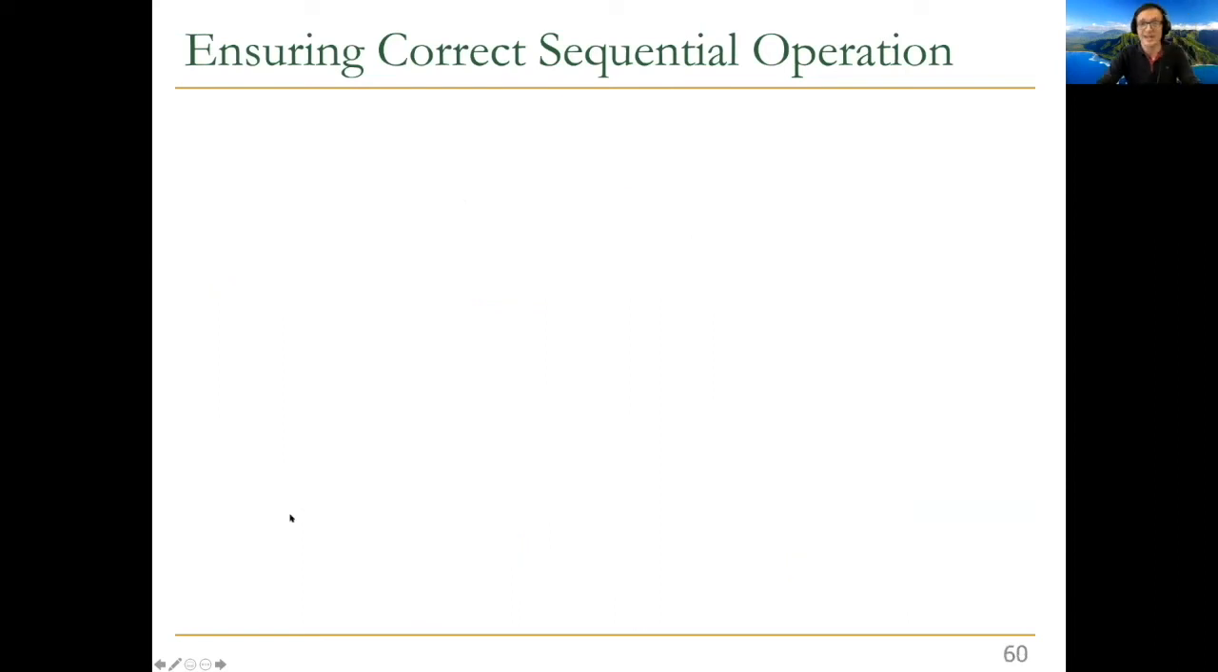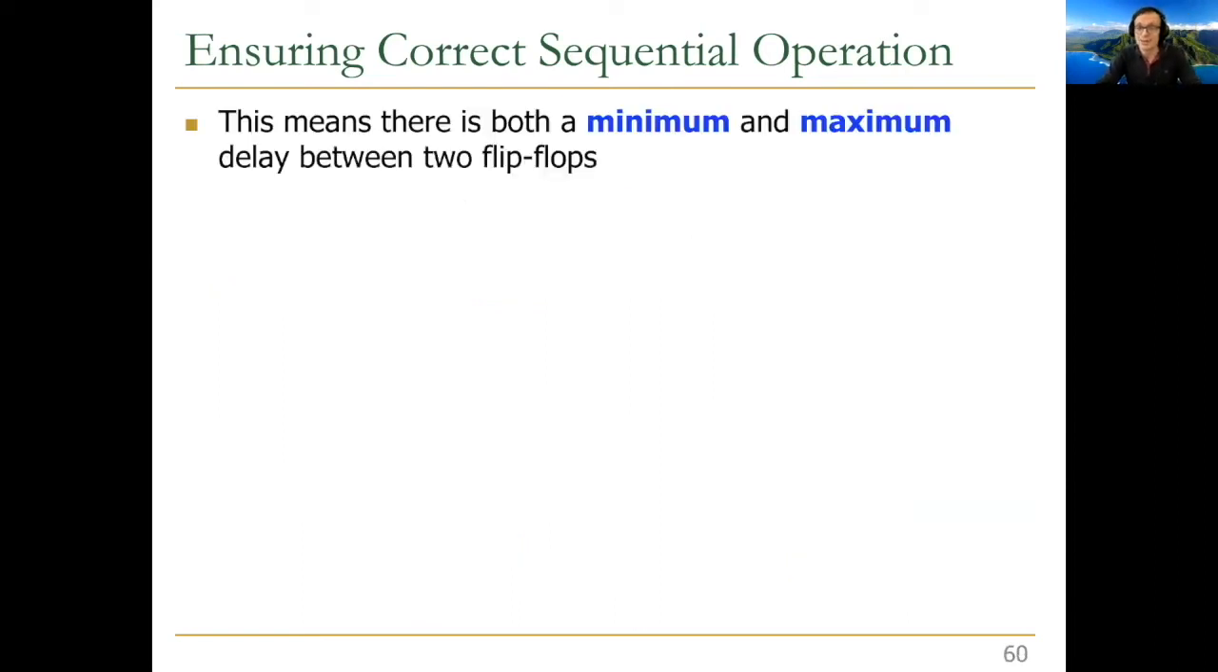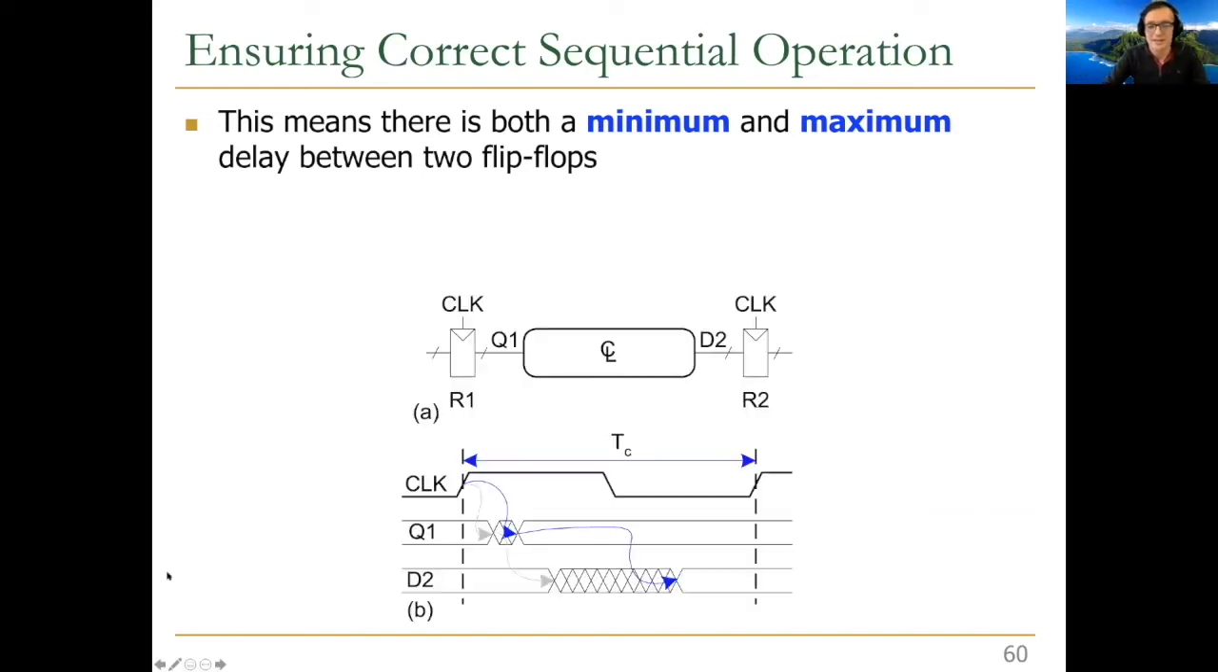Now let's take a look at how this really affects the computation of the delay over here. This means that there is both a minimum and maximum delay between the two flip-flops. Again, if you want to imagine a single flip-flop where the combinational output goes to the flip-flop, it's the same thing, basically. So this is what we're going to look at. We have a clock cycle time, assume that it's determined in some way, and that's really the time between two consecutive rising edges of the clock, which is obvious, hopefully.